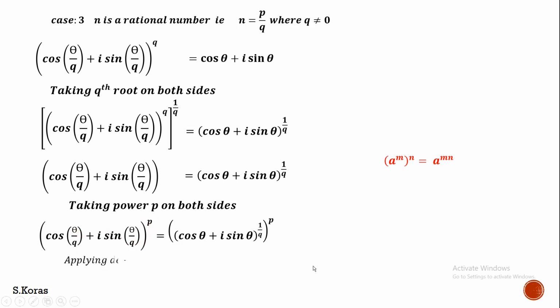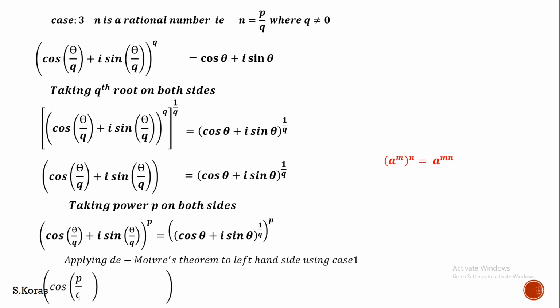So if we apply De Moivre's theorem to this left hand side using case 1, it will become cos of p by q theta plus i sin p by q theta. Power p can be brought inside because p is an integer. Here, according to this rule, we are multiplying these two. Our answer is p by q. We know p by q value is nothing but n. So let us replace this p by q by n. We'll get the answer (cos theta plus i sin theta) the whole power n.